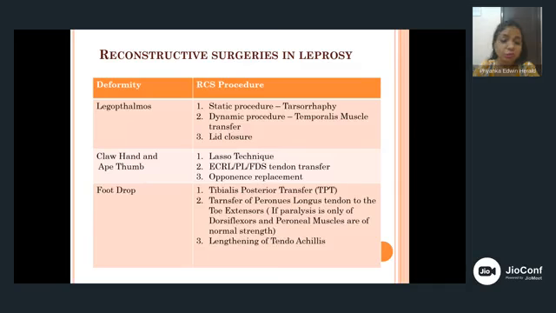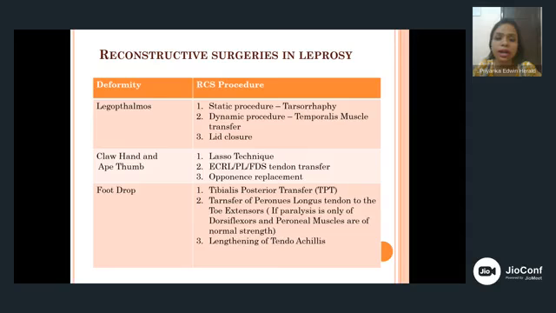Now, if there are deformities present in leprosy and those deformities are not treated by exercise, we refer those patients for surgery. Those surgeries in leprosy are called reconstructive surgeries. Mainly these surgeries are all tendon transfers.